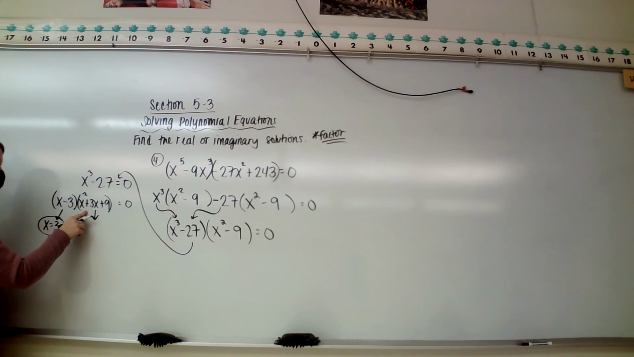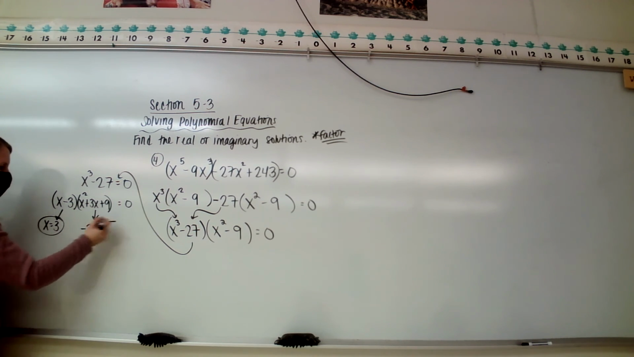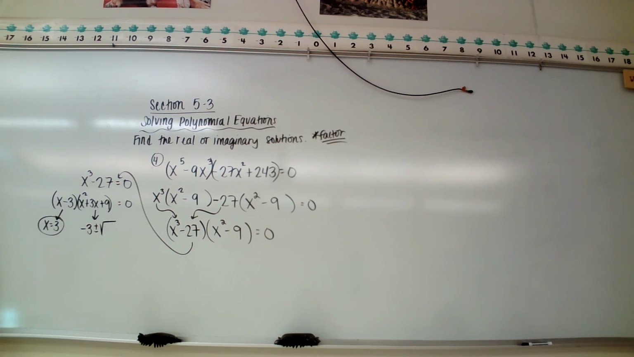Then I need to find 2 answers from this because it's a quadratic. So I'm going to use the quadratic formula. Negative b plus or minus the square root. Can you just add 27 and then take the cube root? No, you can't. It's illegal. You can't do that because it would only give you one answer and you need 3 answers.